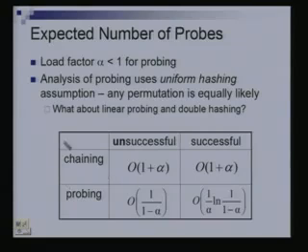So we will now be able to capture it into a table, right? For unsuccessful and successful searches, when we had chaining, it was 1 plus alpha, recall. Right? For probing, for an unsuccessful search, it was 1 over 1 minus alpha, and for a successful search, what I just showed you, it is 1 by alpha times log of 1 over 1 minus alpha.